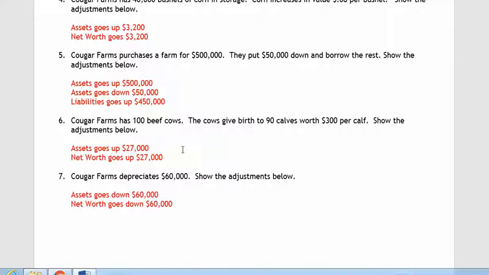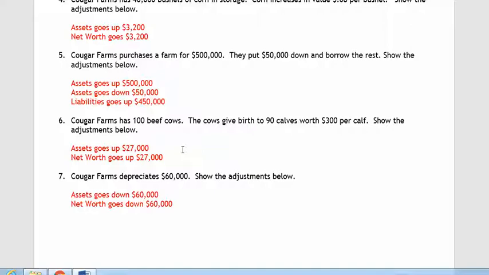Number 6, Cougar Farms has 100 beef cows. Those cows give birth to 90 calves, worth $300 a piece. Oh yeah, we have 90 calves we didn't have before. So assets go up 27,000. And liabilities don't go up. So what's the right-hand side adjustment? It's up 27,000.